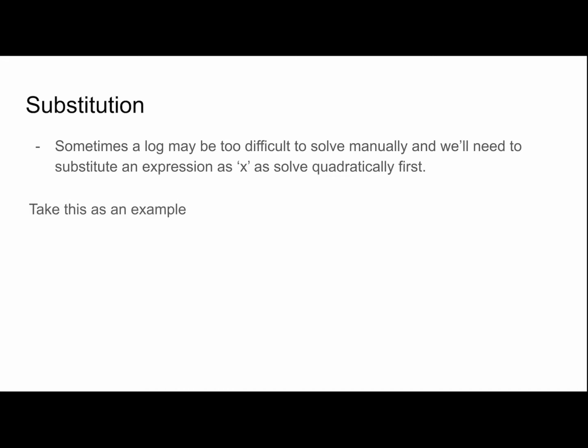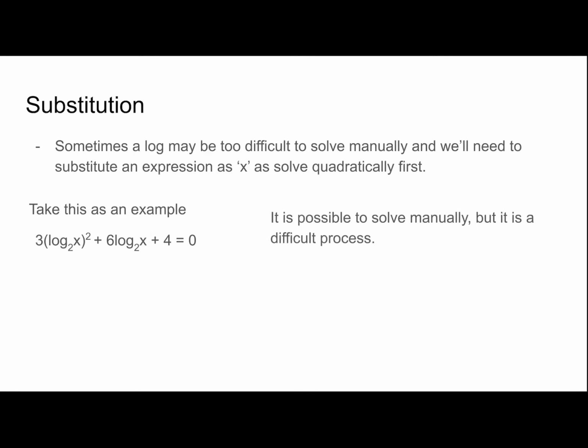So for example, this is an example. We have 3 bracket log base 2 x to the power of 2 plus 6 log base 2 x plus 4 equals 0. So looking at this, you might be thinking, what the heck is this? This is really hard to solve. And I agree with you, this is pretty difficult to solve. So it is possible to solve, but like I said, it was pretty hard.